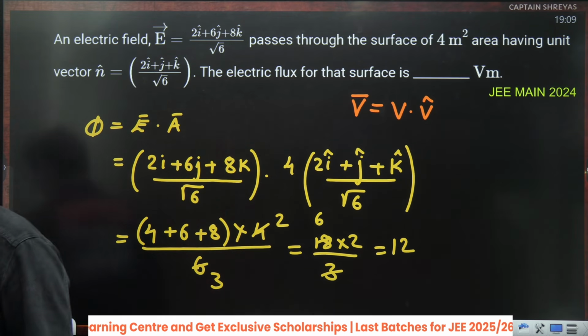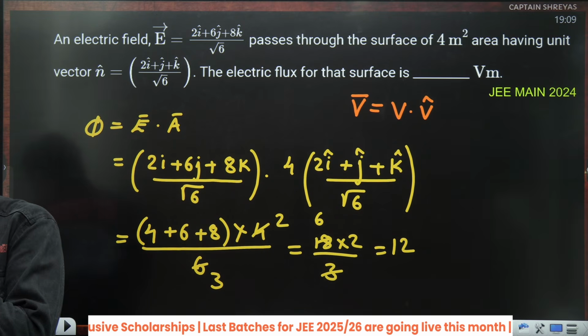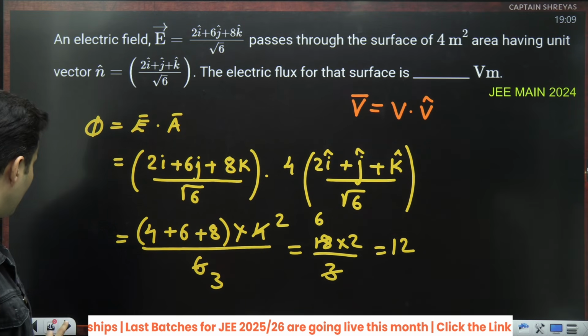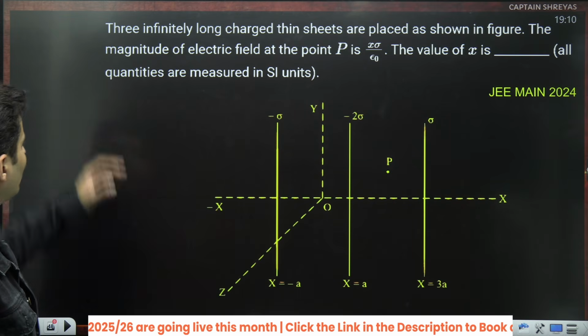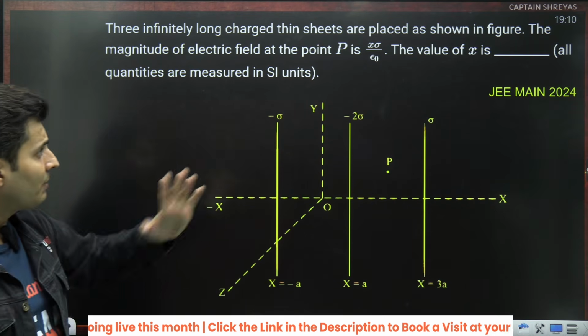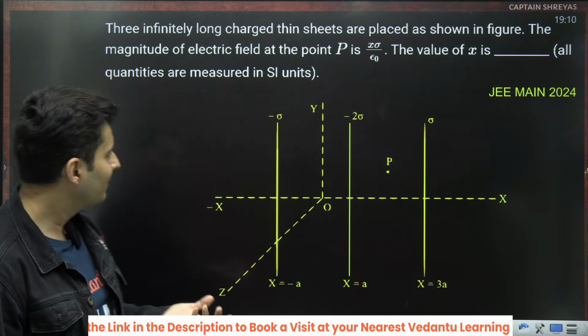That is the concept which was needed in between. Otherwise, it was very simple, right? Okay, moving on to the next question. Three long sheets are placed as shown in the figure. The magnitude of the electric field at this particular point.